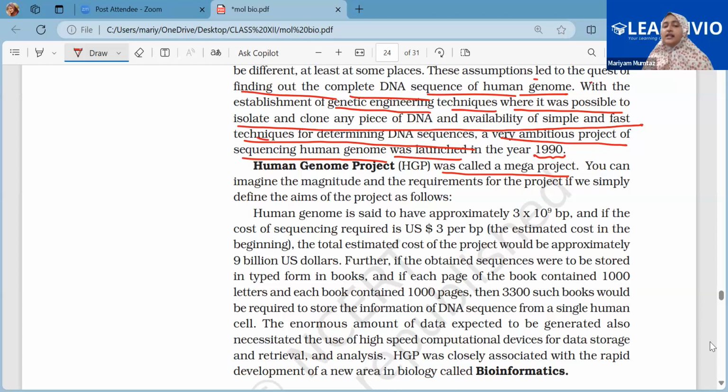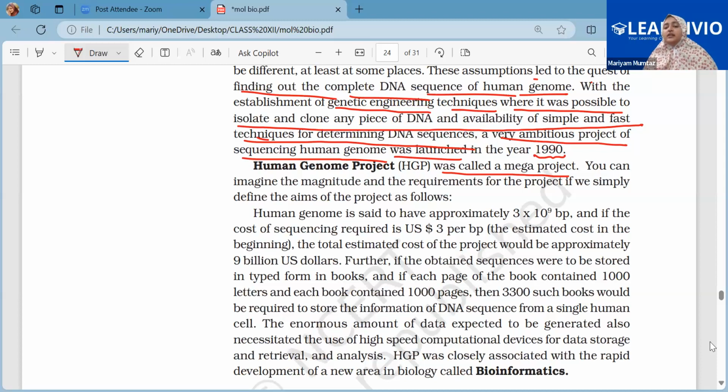Now, the human genome is said to have approximately 3 into 10 to the power 9 base pairs, and if the cost of sequencing required is US $3 per base pair, the total estimated cost of the project in the beginning would be approximately 9 billion US dollars.